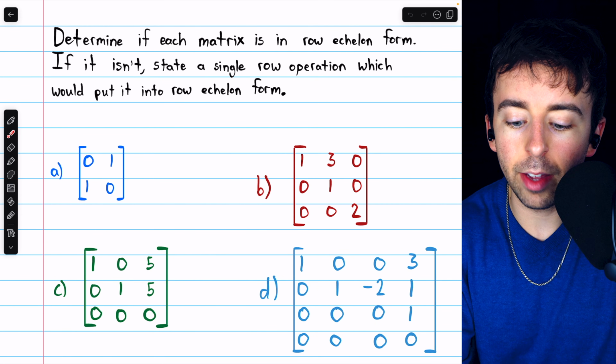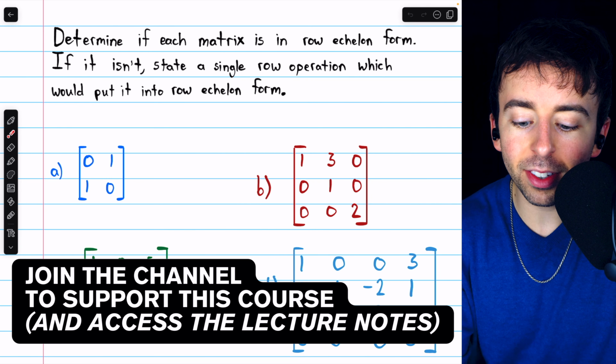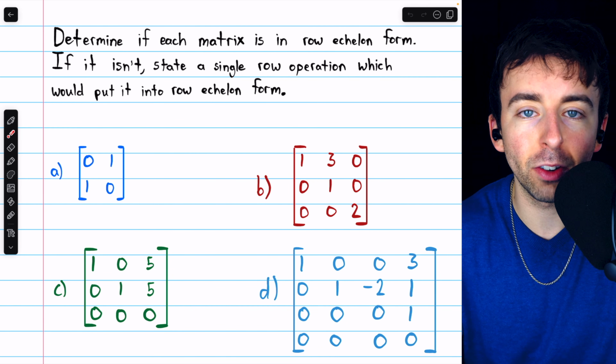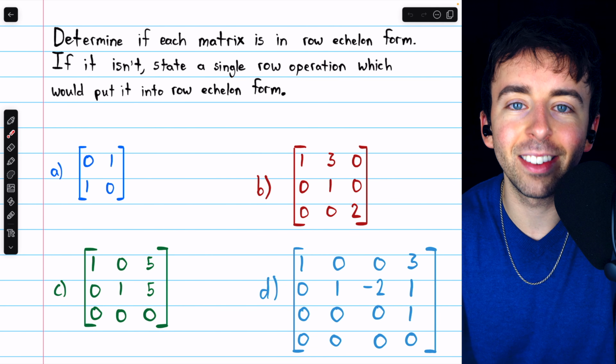We're going to determine if each matrix is in row echelon form, and if it isn't, we'll state a single row operation which would put the matrix into row echelon form. If you want to review row echelon form, I'll leave a link in the description to my lesson introducing it.